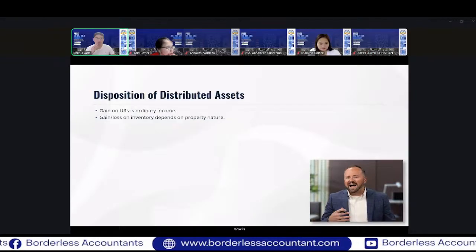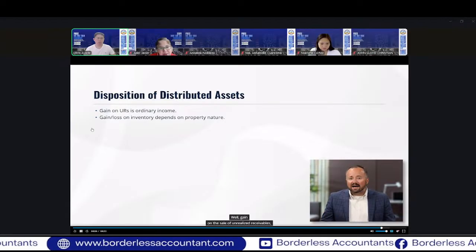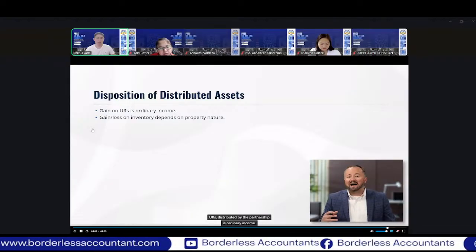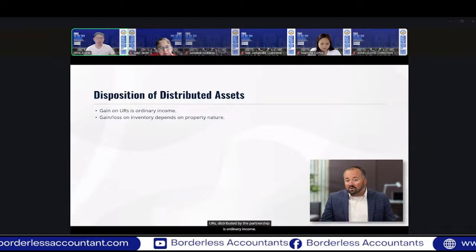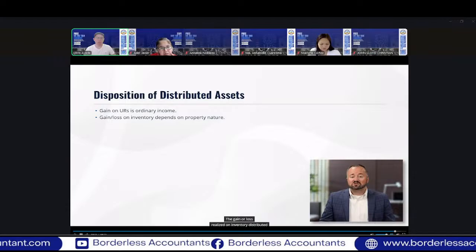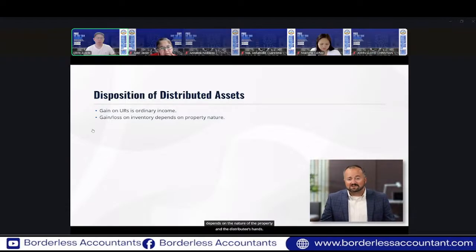How is the disposition of distributed assets then handled? Well, gain on the sale of unrealized receivables, URs, distributed by the partnership is ordinary income. The gain or loss realized on inventory distributed depends on the nature of the property in the distributee's hands. That's it for this one.